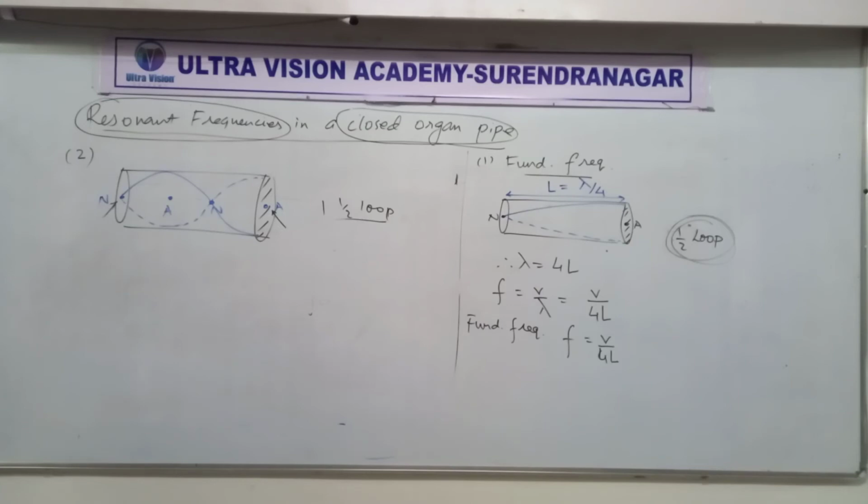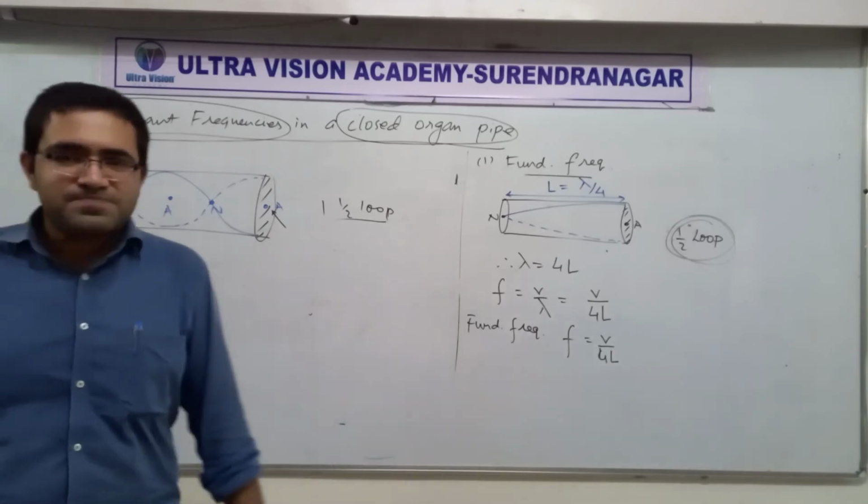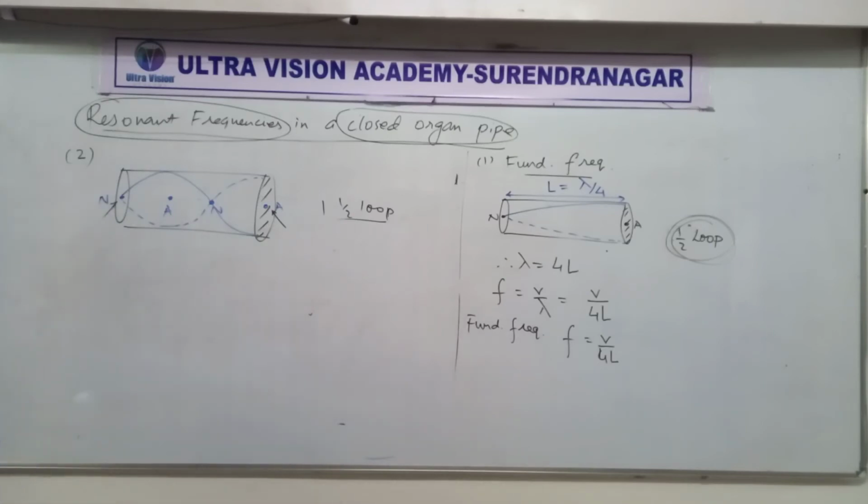Go back to string case. Look at the nodes in string case. First one, fundamental, only one loop, isn't it? Second one, 2 loops, 2V by 2L. Third one, 3 loops, 3V by 2L. Did you see how loops are increasing in your notebook for string? Same idea here.